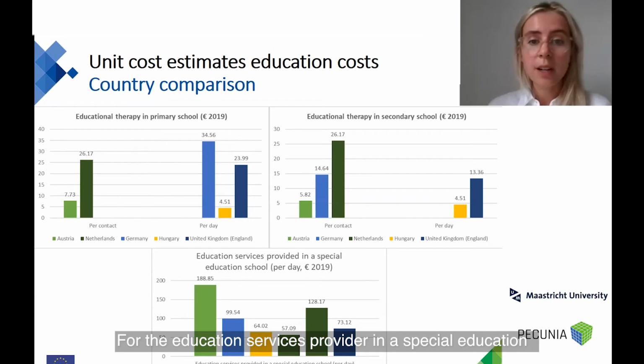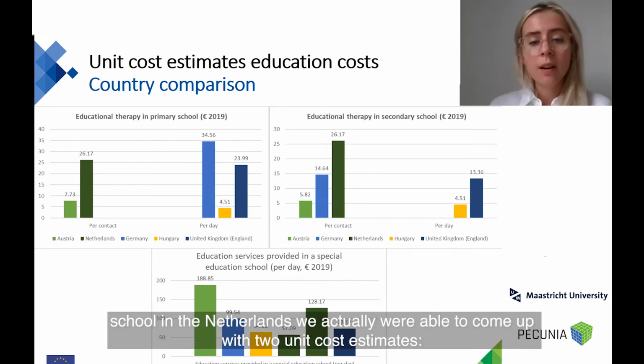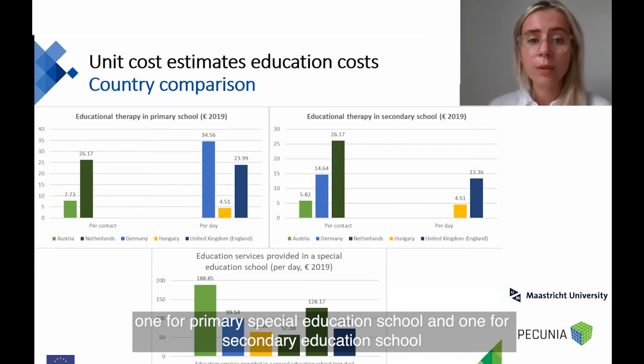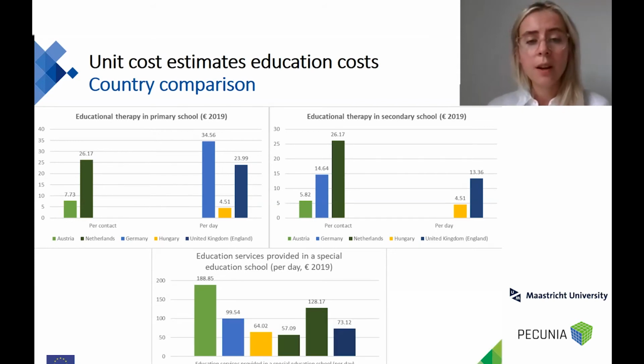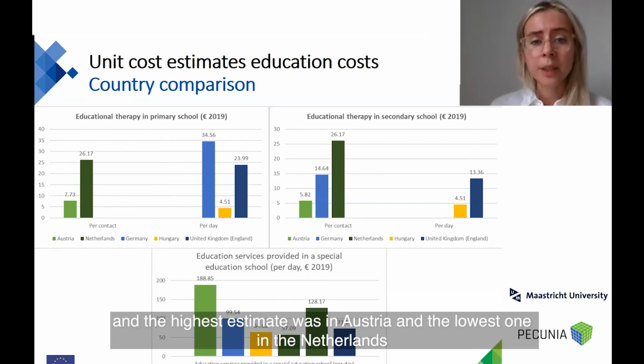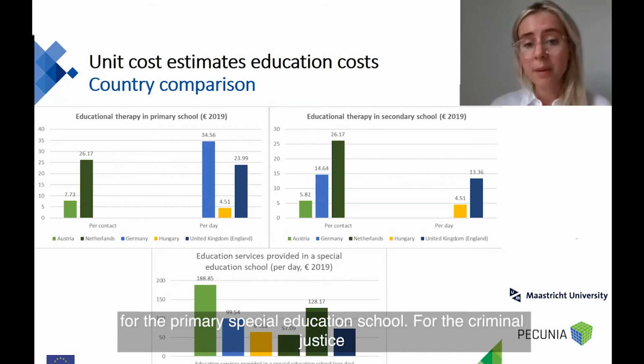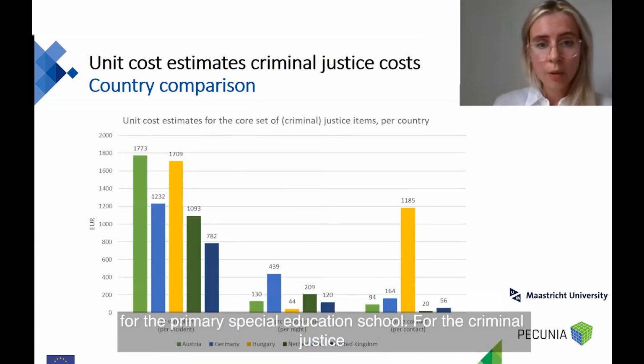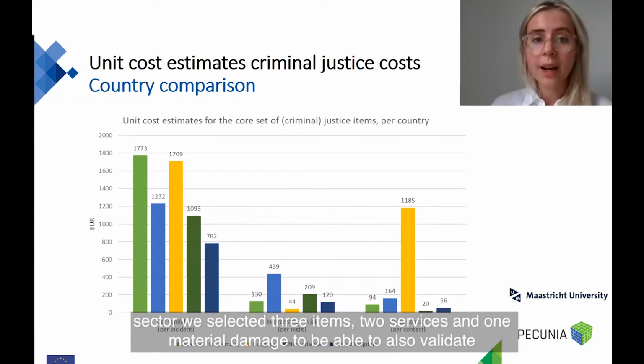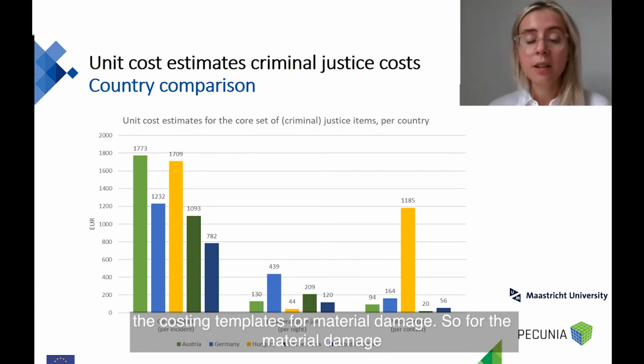For the education services provided in a special education school, in the Netherlands, we actually were able to come up with 2 unit cost estimates, one for primary special education school and one for secondary education school. The highest estimate was in Austria and the lowest one in the Netherlands for the primary special education school. For the criminal justice sector, we selected 3 items, 2 services and 1 material damage, to be able to also validate the costing templates for material damage.